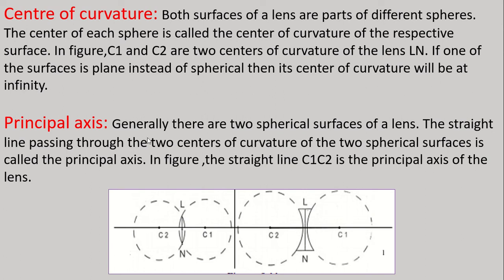Now, principal axis. Generally, there are two spherical surfaces of a lens. The straight line passing through the two centers of curvature of the two spherical surfaces is called the principal axis. Look in the figure, the straight line C1C2. In this figure also, C1C2 is the principal axis. That means the line joining the two centers of curvature is called the principal axis.